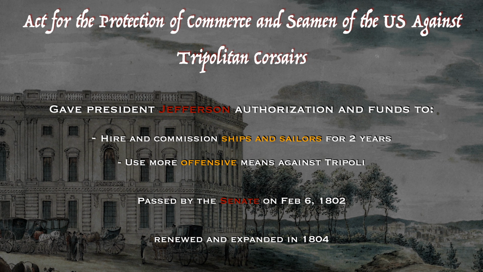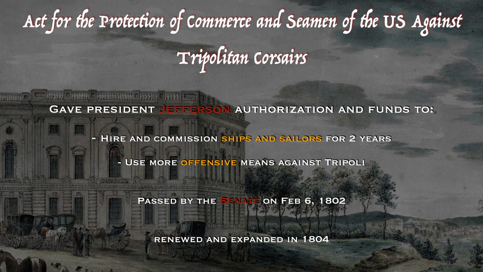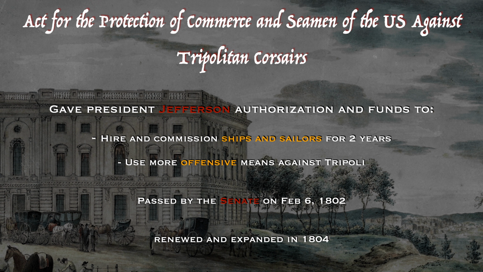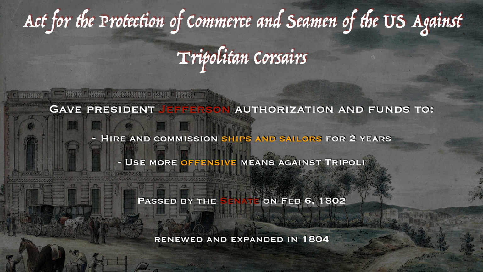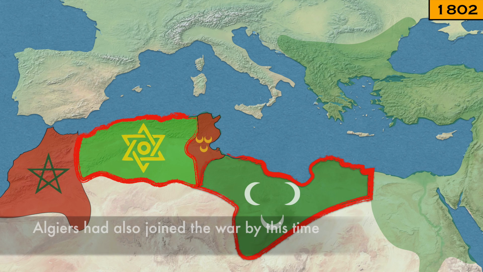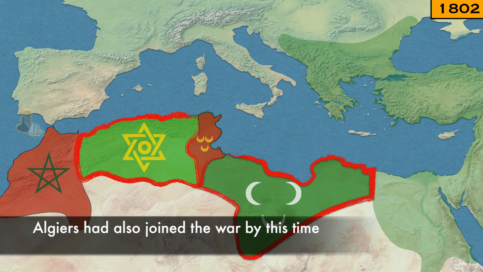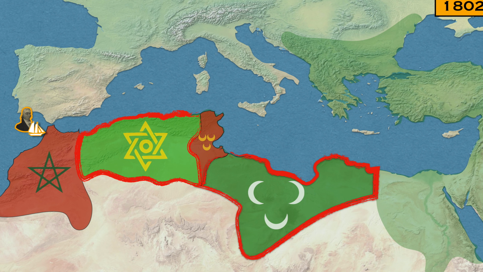The next year, Jefferson got approval from Congress, allowing for a more aggressive pursuit of the war. On February 6, 1802, the, quote, "Act for the Protection of Commerce and Seamen of the U.S. against Tripolitan Corsairs" was passed and allowed Jefferson to send larger war parties with offensive rules of engagement. Under Richard Morris, 5 frigates were sent to the Mediterranean to renew the campaign.